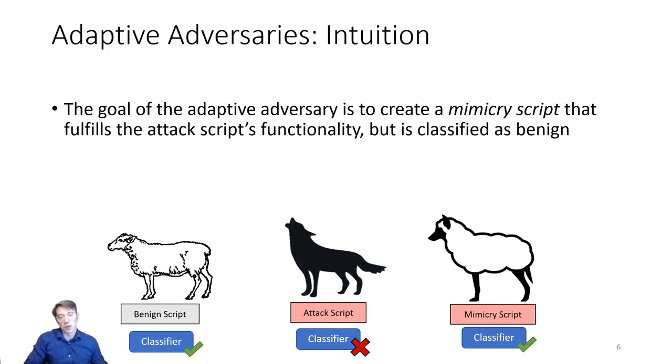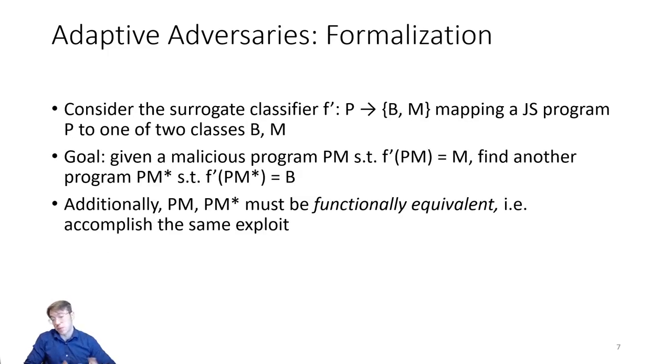More formally, the way an adaptive adversary works is, given a classifier and a malicious program, PM, such that PM is classified as malicious, the adversary seeks to create a new program, PM star, that is classified as benign but maintains the malicious functionality.